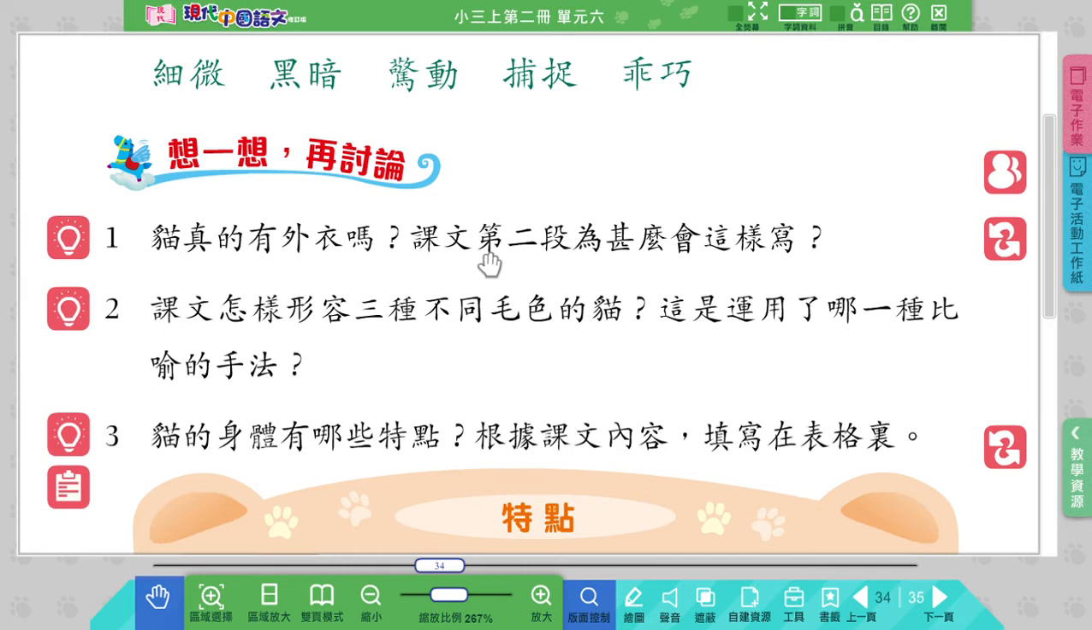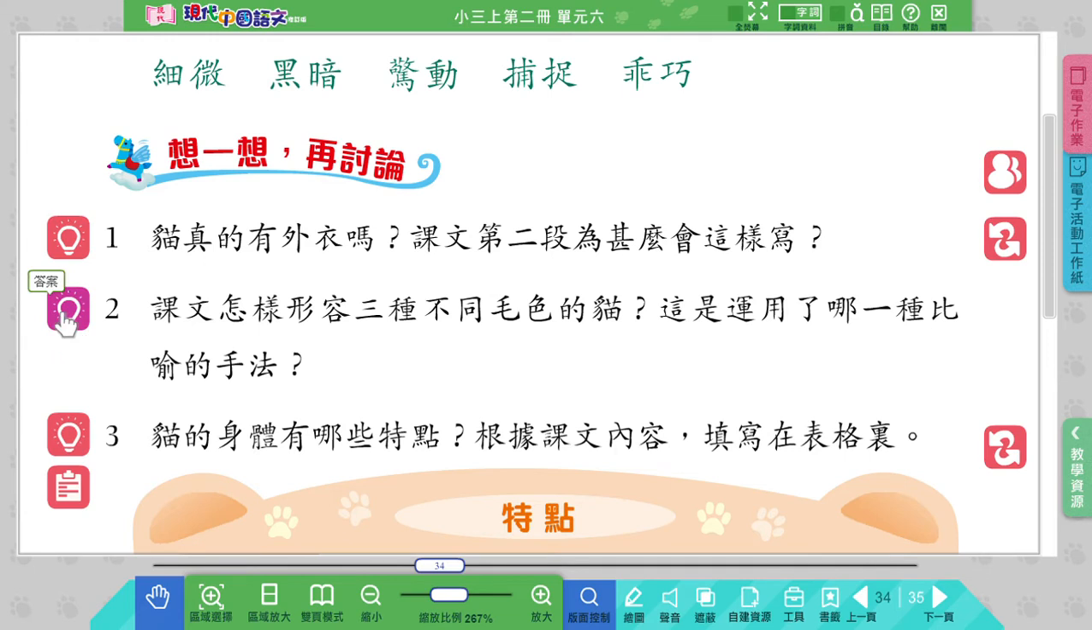So if you write an article, try to use small parables to write it. It will be more interesting, and it will let the readers imagine easily what you are talking about.